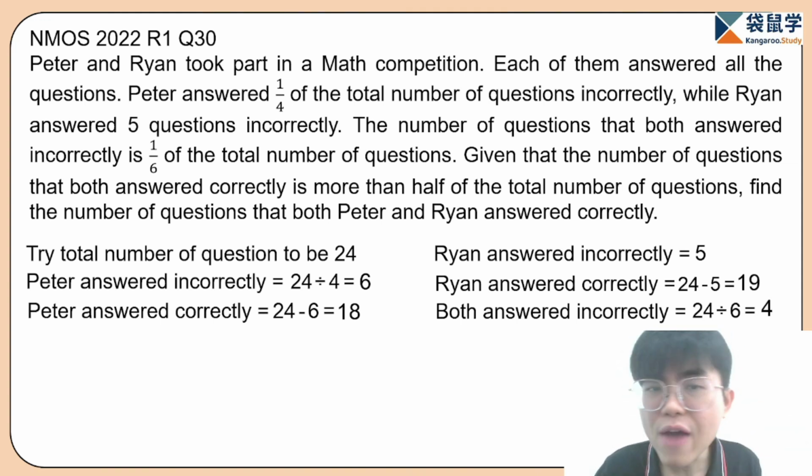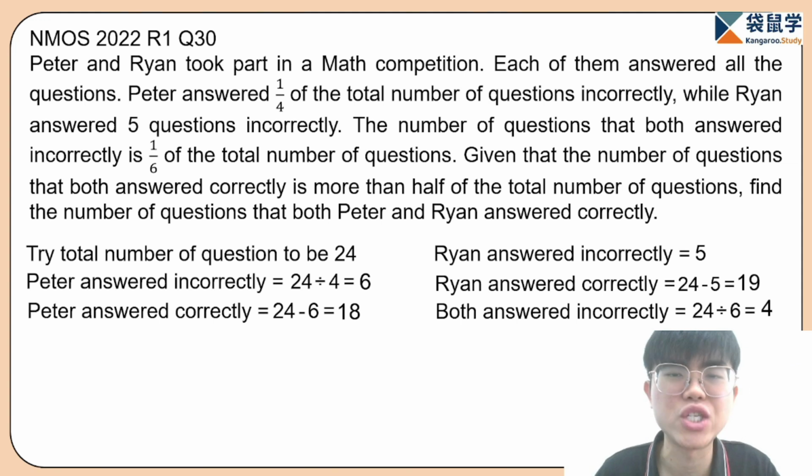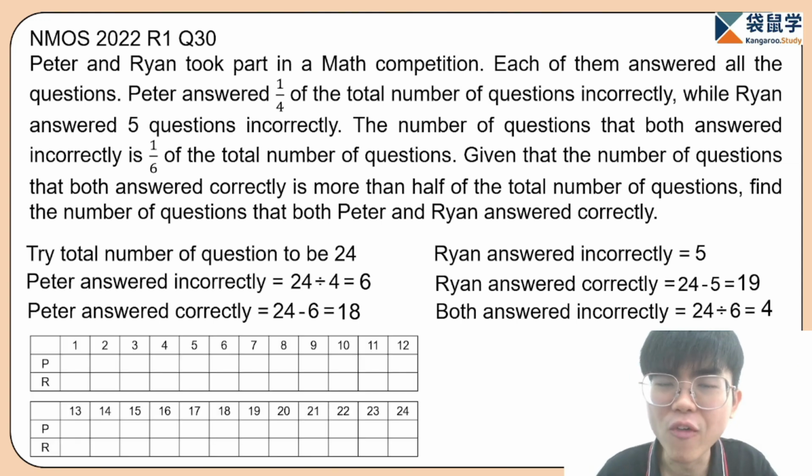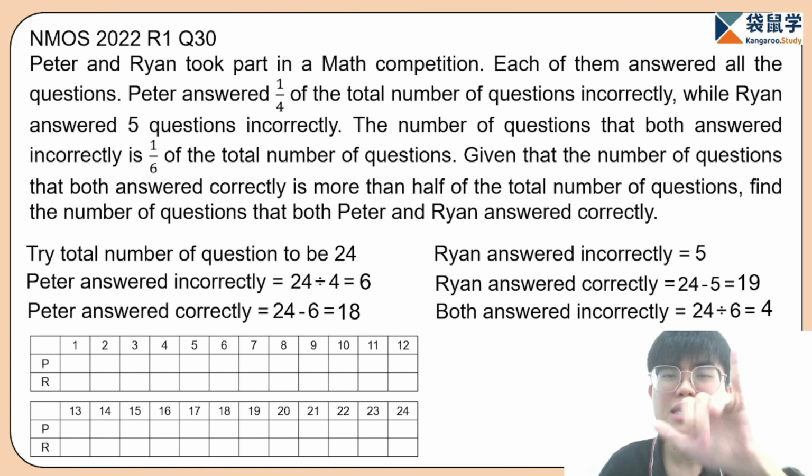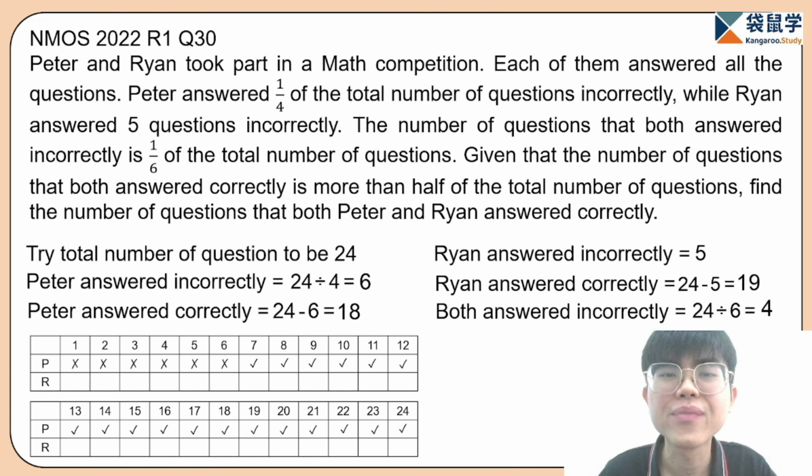And now, it is time for us to list out all the 24 questions. So we will draw 2 tables over here, which consist of all the 24 questions. Now, Peter has 6 questions answered incorrectly and all the remaining questions are correct. Then, both of them answered 4 questions incorrectly. So for Ryan, we draw 4 crosses for the first 4 questions and then the next 2 questions need to be correct. Then, we let question 7 be the other incorrect question. And finally, all the remaining questions will be correct.